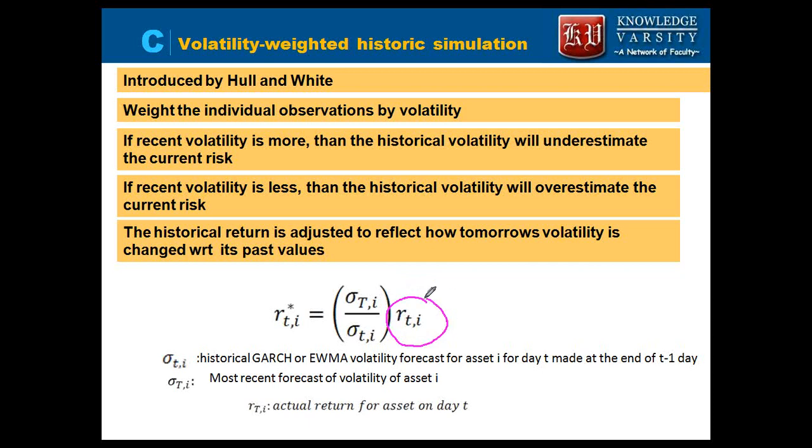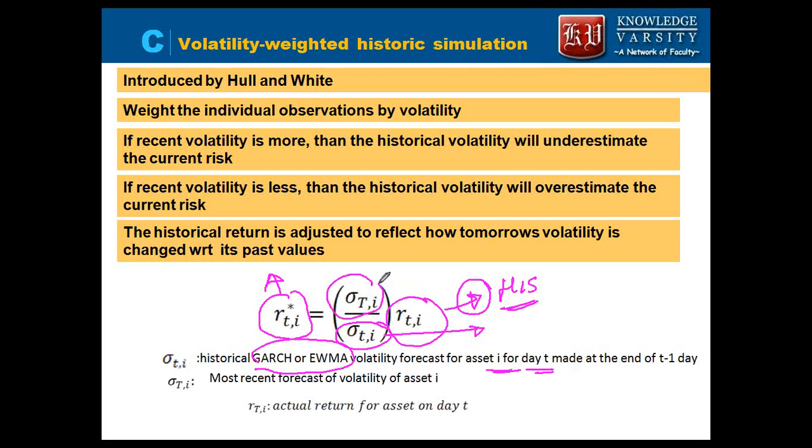This is the actual historical return that we have seen. We are trying to come up with a new measure of the return by adjusting for the volatility. This sigma t,i is the historical volatility that we have seen on day t. You can measure it by GARCH or ARCH. It was a forecast for asset i made at day t. And this sigma T is the most recent volatility measure.